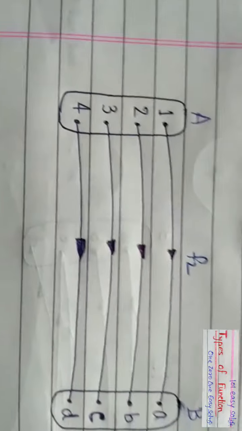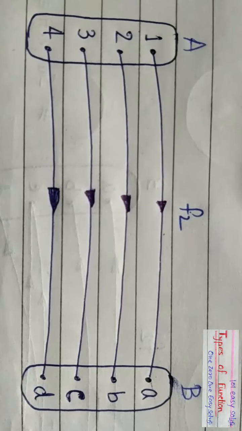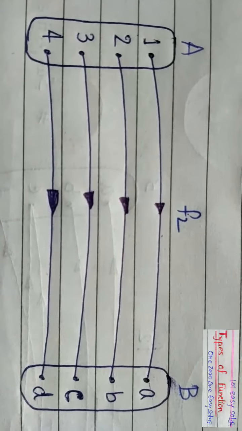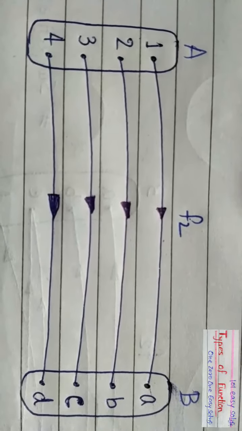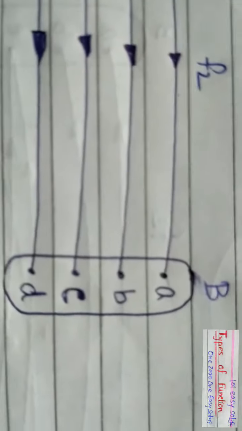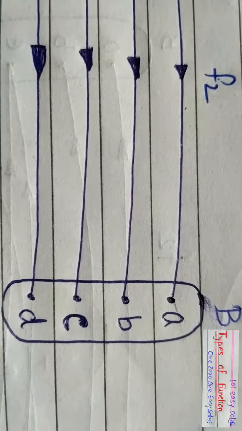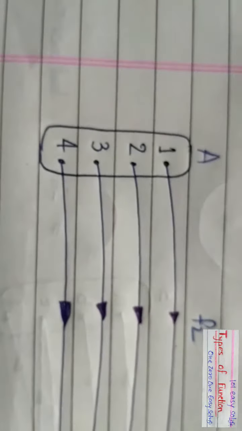Same thing here in function 2. By looking at the figure, you can say function 2 is injective because all the members of set A have unique and distinct images in set B. Now you see in set B all the members have been covered, means no member is remaining here. All the members are the image of some element of set A. So you can say this is surjective also. No element is remaining here in set B.